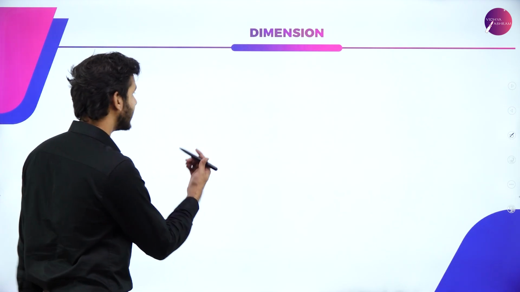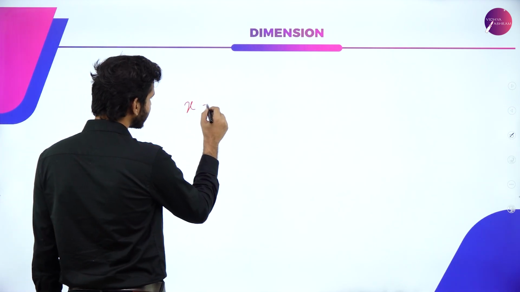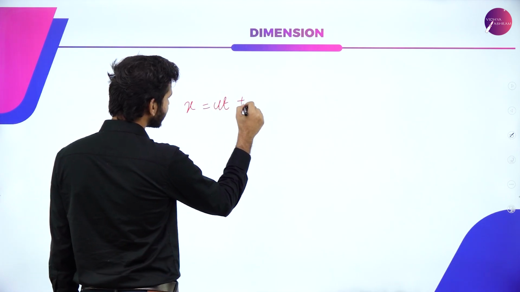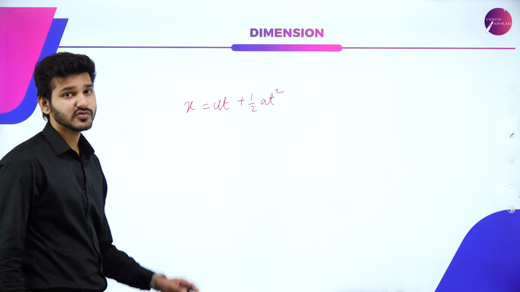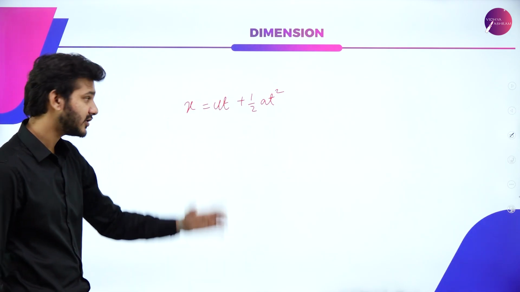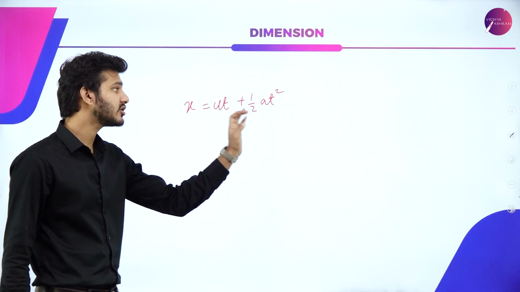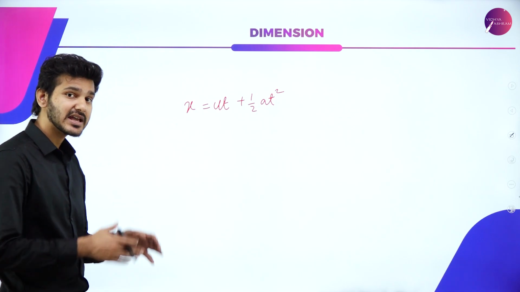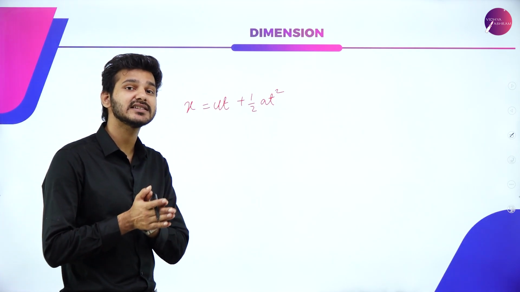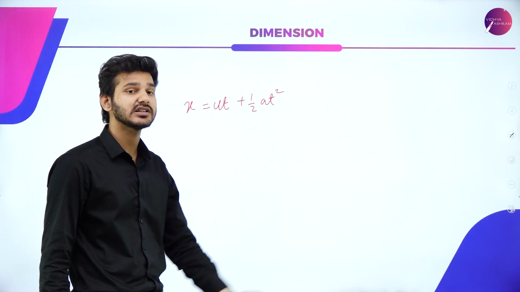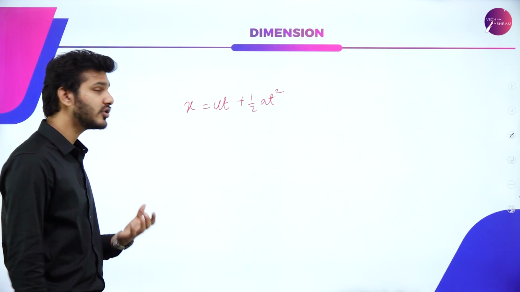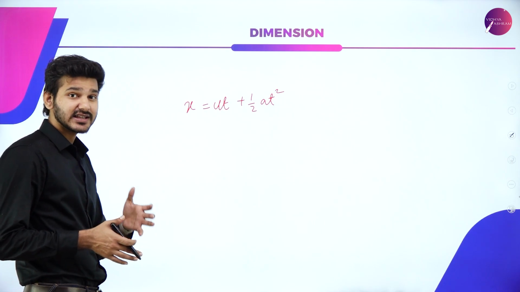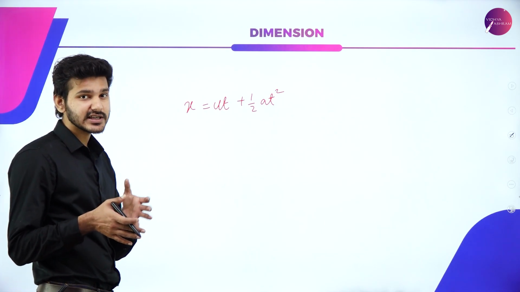For example, they can ask x is equal to ut plus half at square. This equation you will see further down in the chapters, but anyways, x is equal to ut plus half at square. Can you check the dimensional consistency? That is, is this equation dimensionally correct? You have to check that. So how do we check that? So let's check the dimensional consistency of this equation.